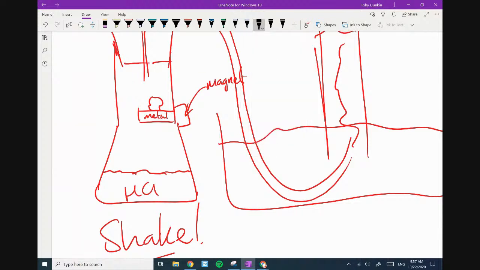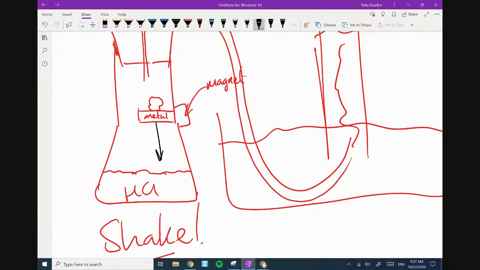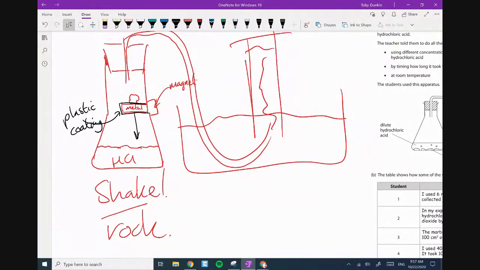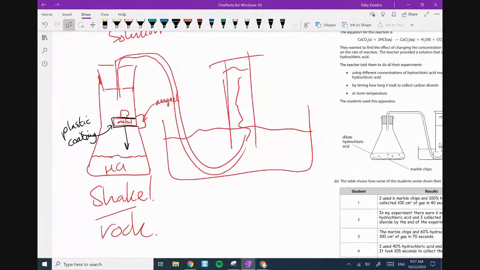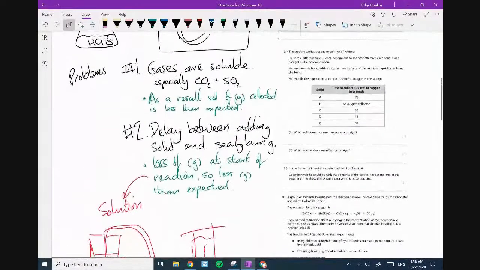Anyway, so what he did was he had a metal shelf, and when he took the magnet away, it would drop in. Now, what he did was he actually covered the metal shelf in plastic, and so it was allowed. Clever plastic coating, that was genius. It's really clever, and as I said, it was allowed. So this is method number 1 for gas collection.